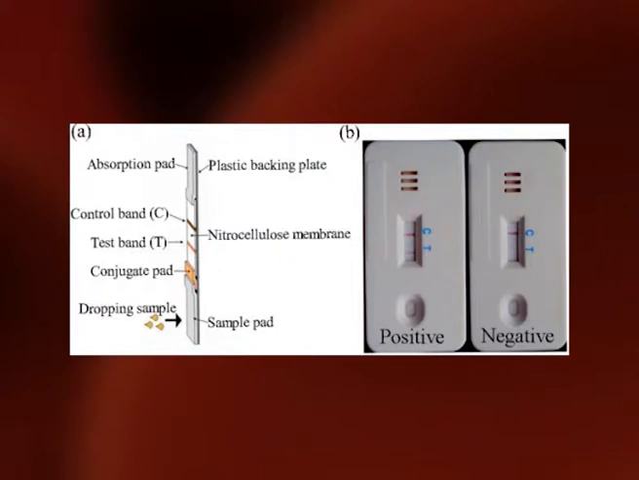Unbound monoclonal antibodies diffuse across the membrane until they reach the control zone where they are trapped by the immobilized antiglobulin. This antibody-antiglobulin complex at the control zone also results in a colored vertical line. The test is considered valid only if the line in the control zone is observed. The presence of an antigen results in a line at both the test zone and the control zone, while the absence of an antigen results in a line in the control zone only.